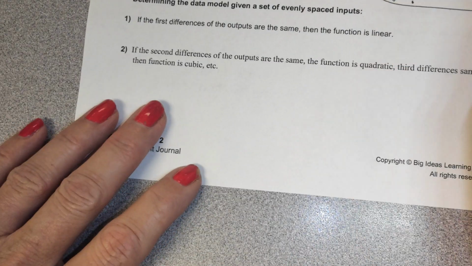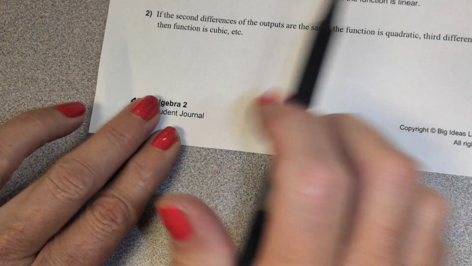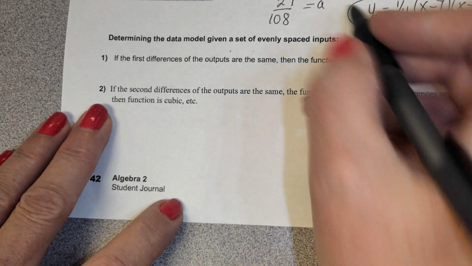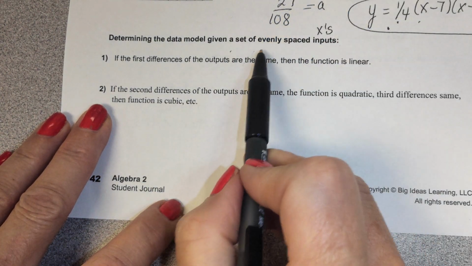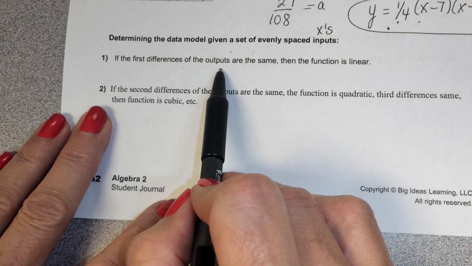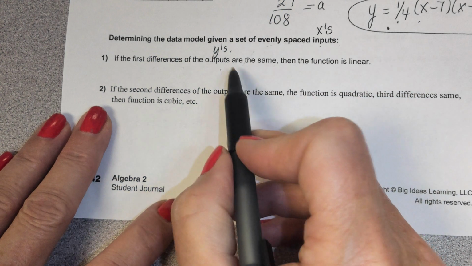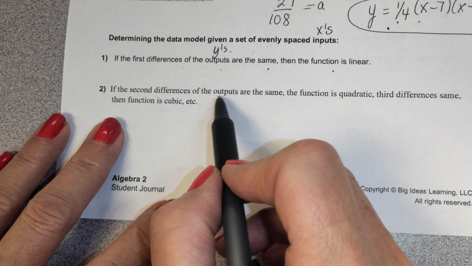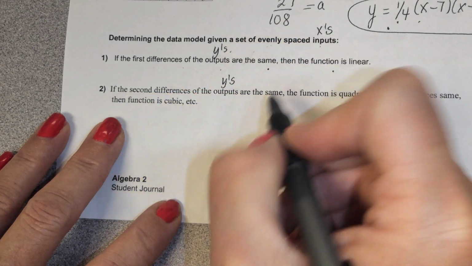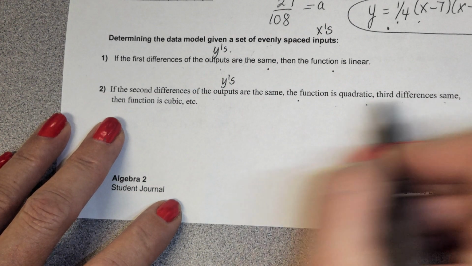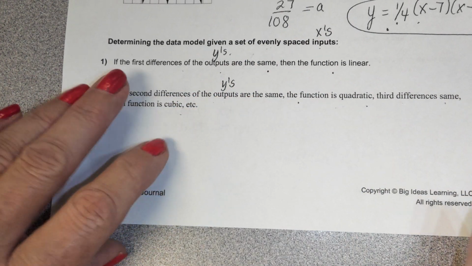Okay? Alright, determining the data model given a set of evenly spaced inputs. Inputs are x's. So as long as my x's are evenly spaced, if the first differences of the outputs, meaning the y's, are the same, then the function is linear. If the second differences of the outputs are the same, then the function is quadratic. Third difference is the same, then it's cubic, etc. Let me show you what we mean by this.